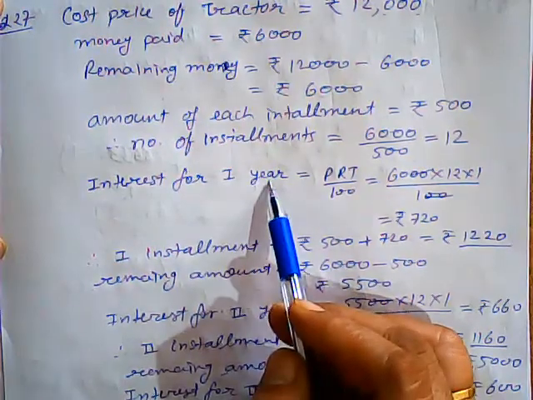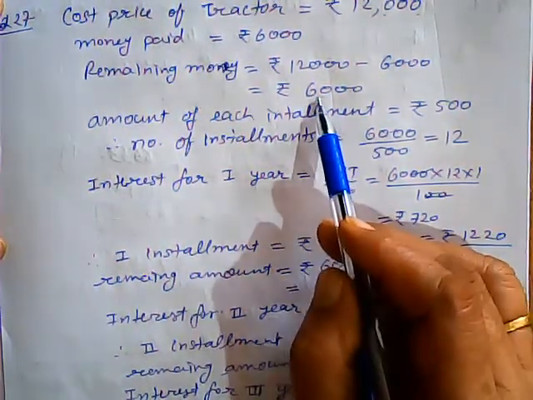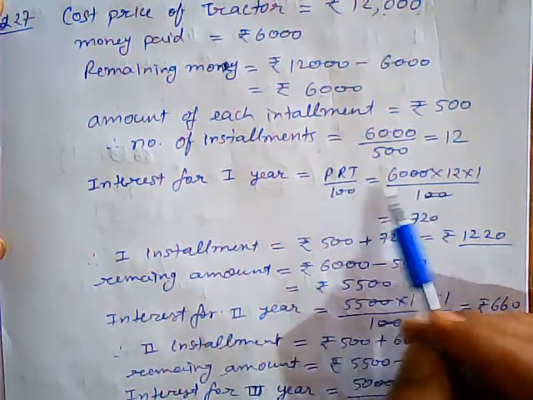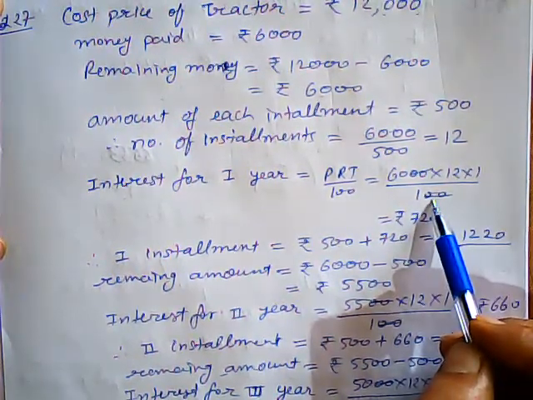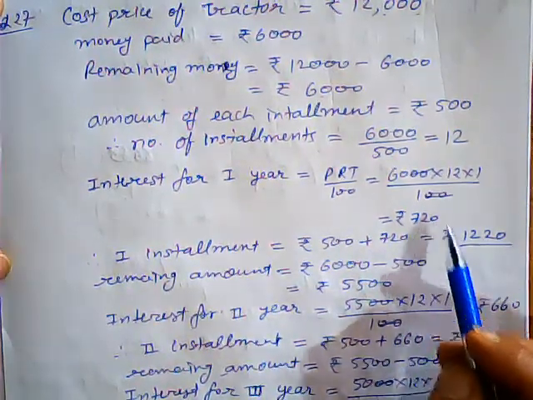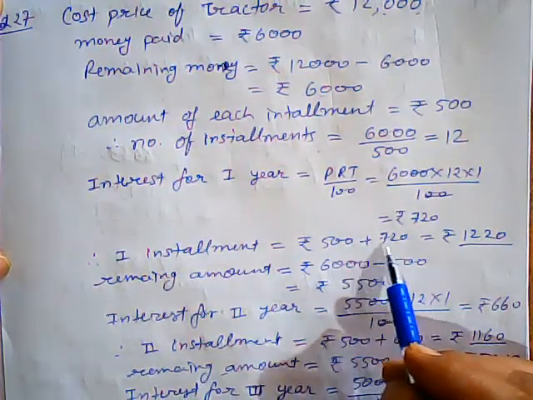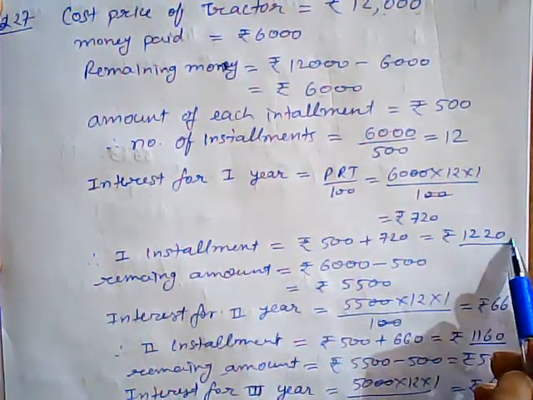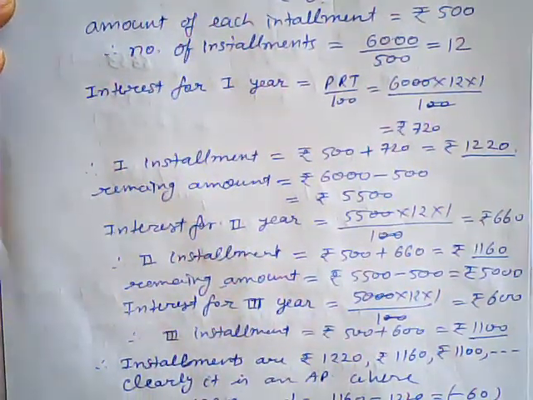Interest for first year will be calculated on unpaid amount, and unpaid amount was rupees 6,000. This interest is PRT upon 100, so 6,000 into 12 into 1 upon 100, because rate of interest is 12%. So it is rupees 720. So therefore first installment equal to rupees 500 plus 720. It is equal to rupees 1,220.